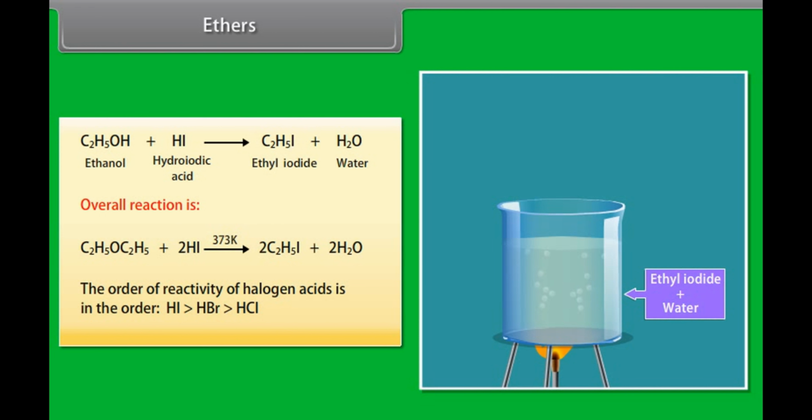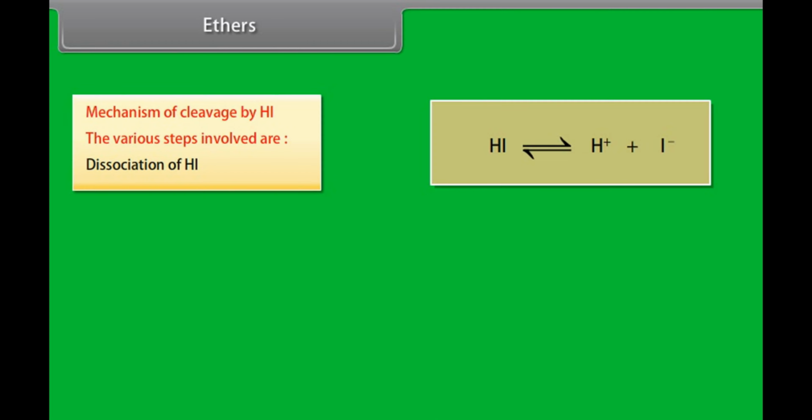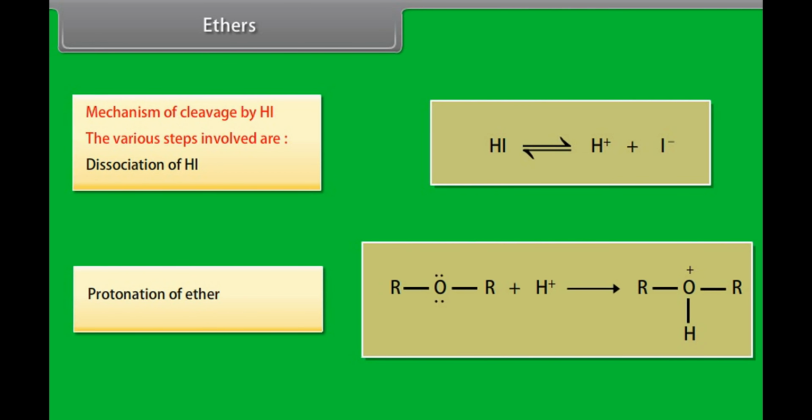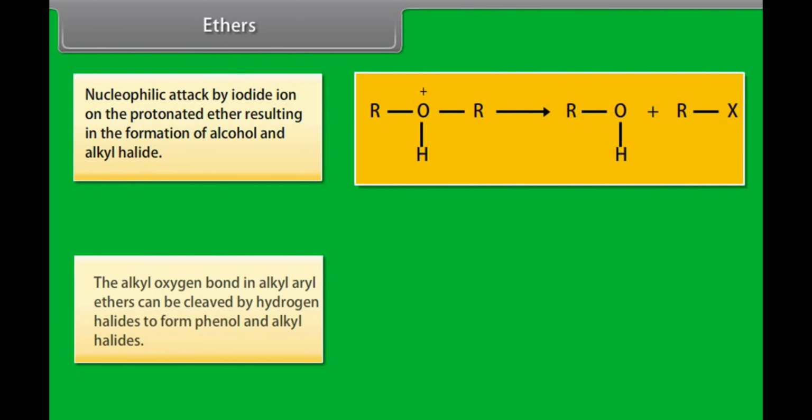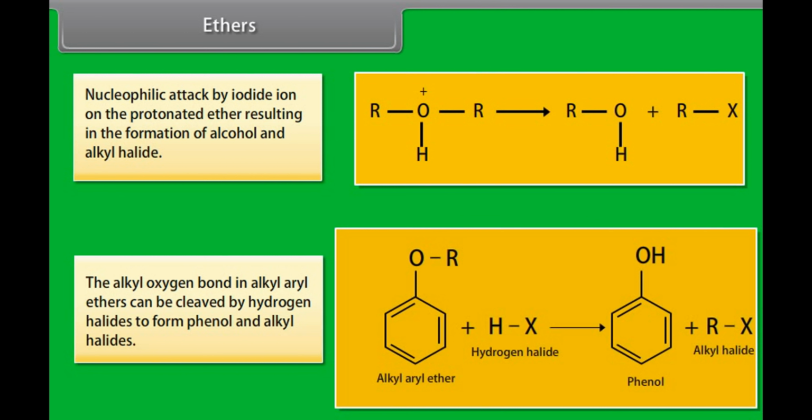The order of reactivity of halogen acids is hydrogen iodide, followed by hydrogen bromide, and then hydrogen chloride. Mechanism of cleavage by HI. The various steps involved are dissociation of HI, protonation of ether, nucleophilic attack by iodide ion on the protonated ether resulting in the formation of alcohol and alkyl halide. The alkyl oxygen bond in alkyl aryl ethers can be cleaved by hydrogen halides to form phenol and alkyl halides.